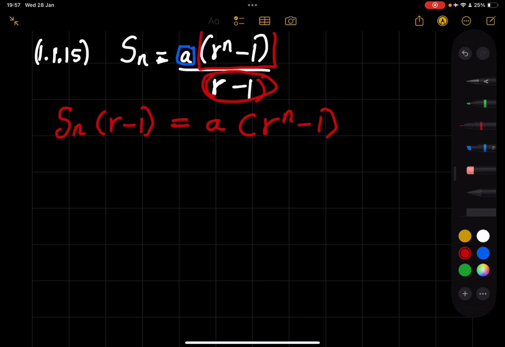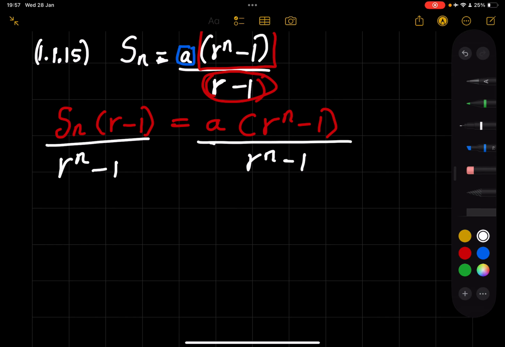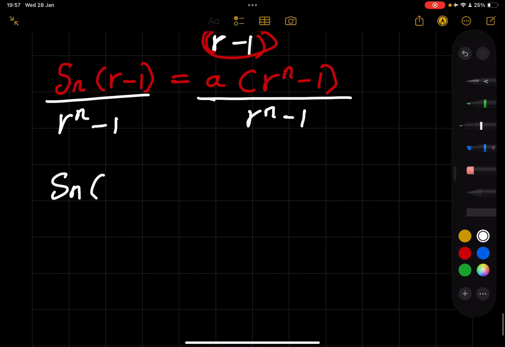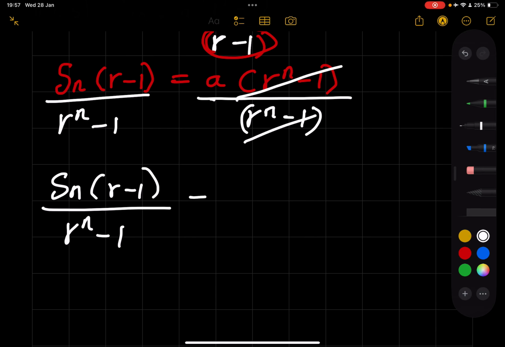Okay. Now we need to divide both sides by r to the power n minus 1. Alright. And then let's see what we get, ladies and gents, after this. We get Sn times r minus 1 over r to the power n minus 1. This side, these two guys are going to cancel. And then we have A here. So A is being isolated now, and this marks the end of this video.